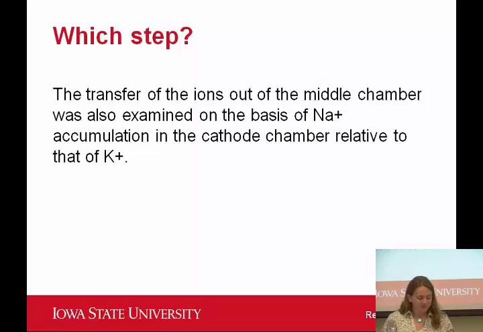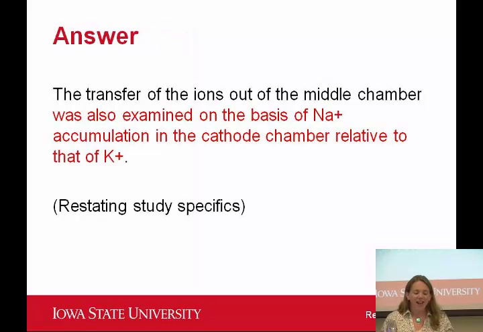Okay, let's look at it together. I've highlighted in red here some of the key words in this step. It says the transfer of ions out of the middle chamber was also examined on the base of Na positive accumulation in the cathode chamber relative to that of K positive. So this is our first example of restating study specifics. These are the sorts of details that the authors likely told us in the methods section, but they're bringing back and highlighting for us here in the results section, the specific details of their study.